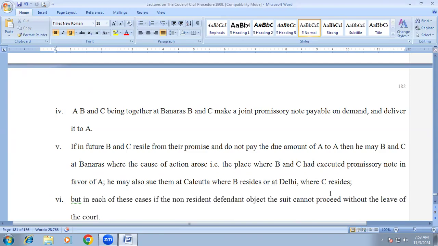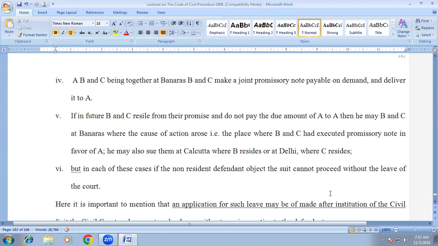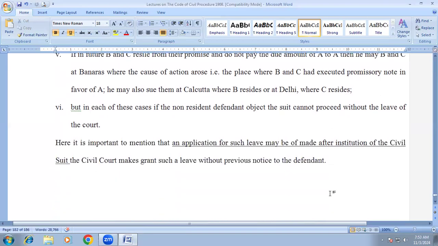A may also sue them at Calcutta, where B resides, or at Delhi, where C resides. But in each of these cases, if the non-resident defendant objects to the place of institution of the suit, then the civil suit cannot proceed further unless and until permission of the court within which the civil suit has been filed has been taken. So here it is very important to mention that an application for such leave may be made after the institution of the civil suit.